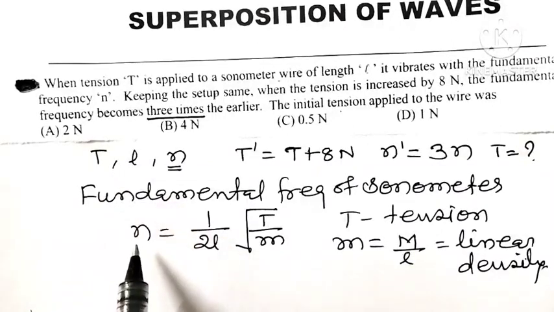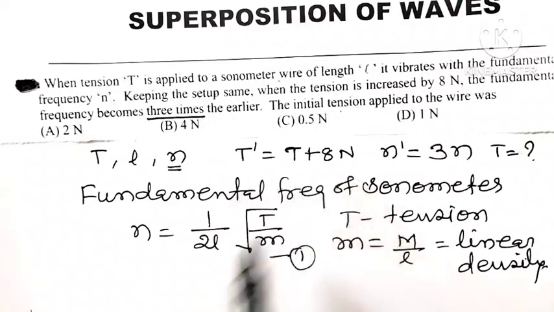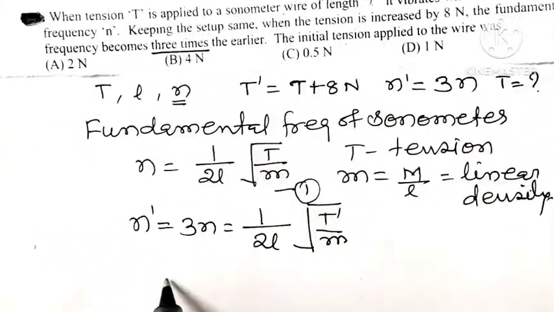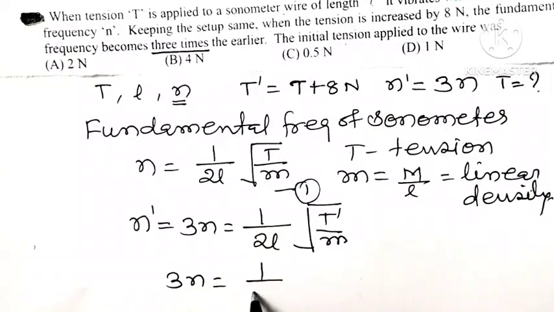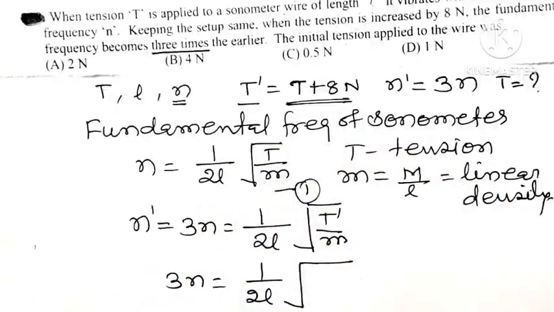Now, the initial fundamental frequency N is equal to 1 upon 2L under root of T by m. Later on, when tension is increased by 8 Newton, the new frequency N dash, which is 3 times the original frequency, so N dash equals 3N equals 1 upon 2L under root of T dash divided by m. What is the value of T dash? The new tension is the original tension plus 8 Newton. So, T plus 8 divided by m.